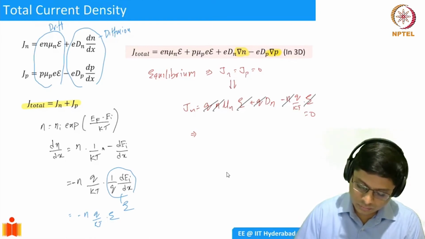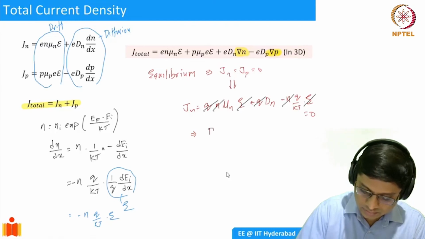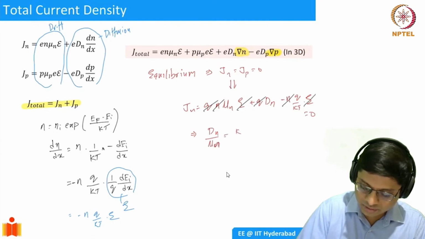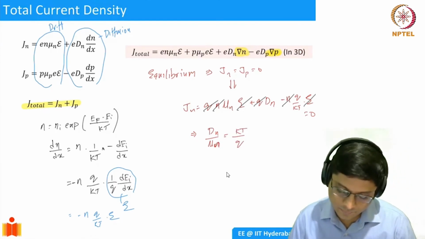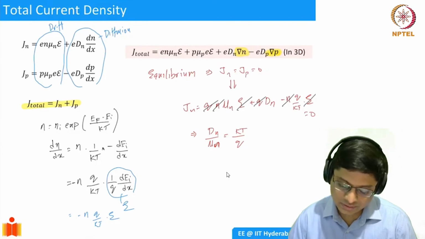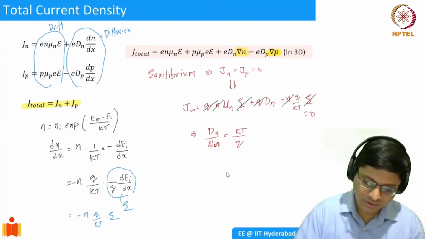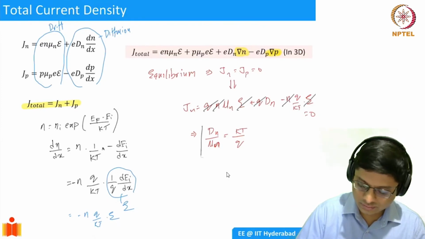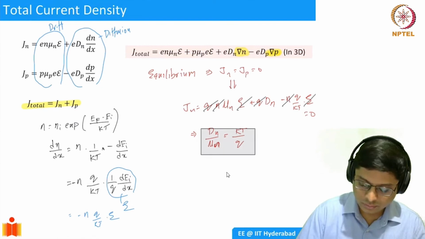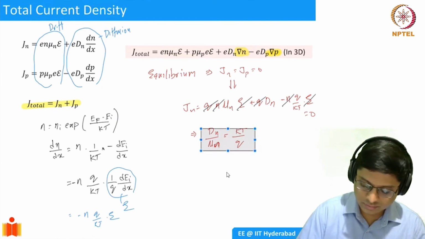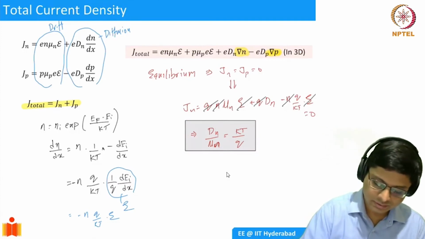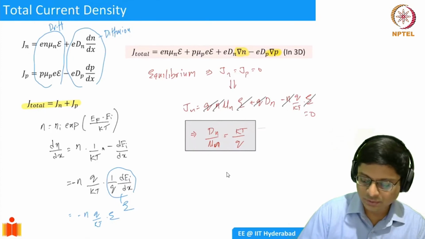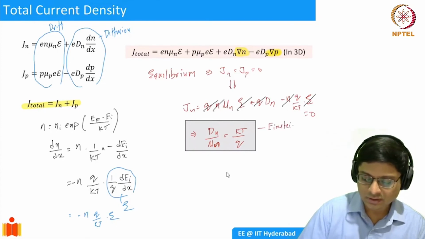This will imply that Dn by mu n is going to be KT by Q. You take Dn to the other side and take the mu in the bottom, and then KT goes on the top. Yeah, this is correct. So essentially this is an important expression for us. It's giving a relation between mobility and the diffusion coefficient. This is called Einstein's relationship.